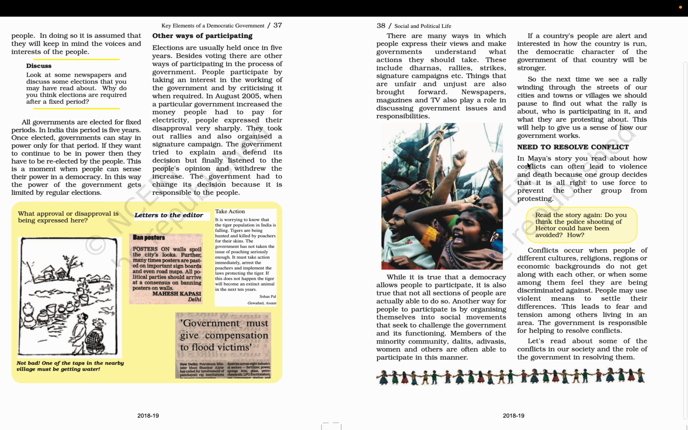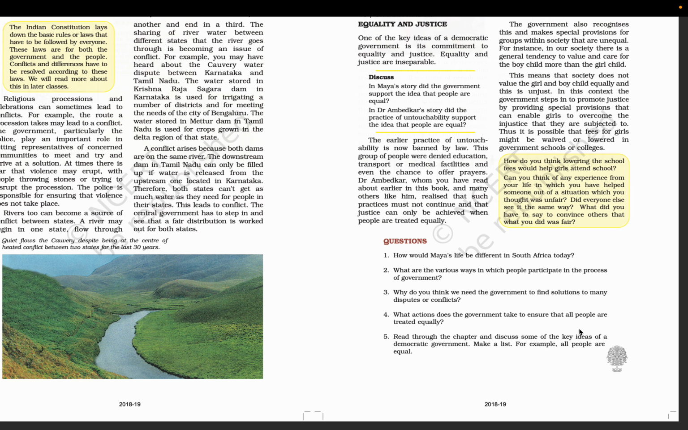Need to resolve conflicts. In Maya's story, you read about how conflicts can often lead to violence and deaths because one group decides that it is all right to use force to prevent the other group from protesting. Conflicts occur when people of different cultures, religions, regions, or economic backgrounds do not get along with each other, or when some among them feel that they are being discriminated against. People may use violent means to settle their differences. This leads to fear and tension among others living in an area. The government is responsible for helping to resolve such conflicts. Let us read about some of the conflicts in a society and the role of the government in resolving them.